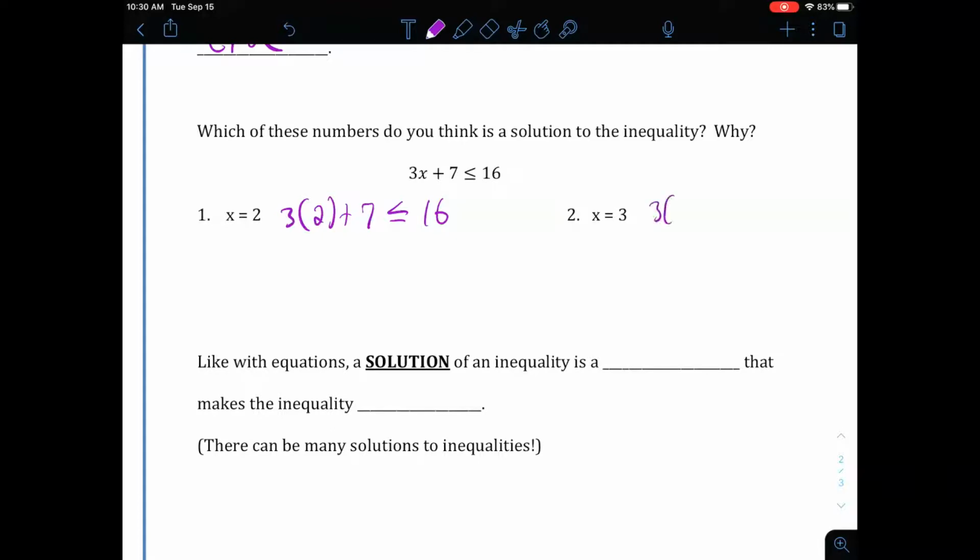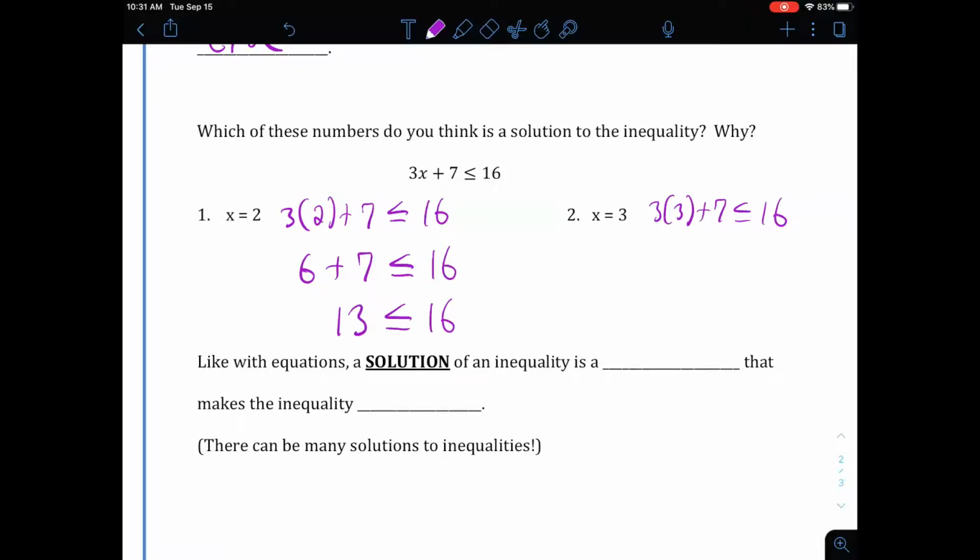And over here it's going to be 3 times 3 plus 7 is less than or equal to 16. Multiply 3 times 2. Remember, we do multiplication before we do addition. So 3 times 2 is 6, plus 7 is less than or equal to 16. And what is 6 plus 7 going to be? That's going to be 13. Now, how do you read this? It says 13 is less than or equal to 16, right?